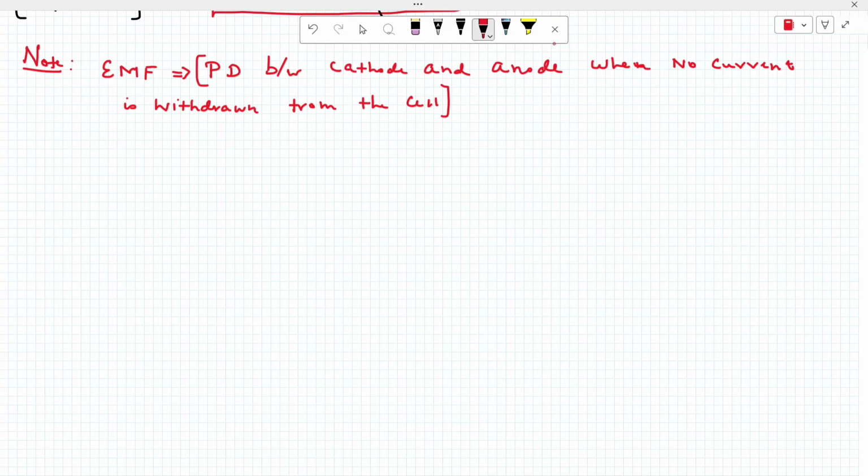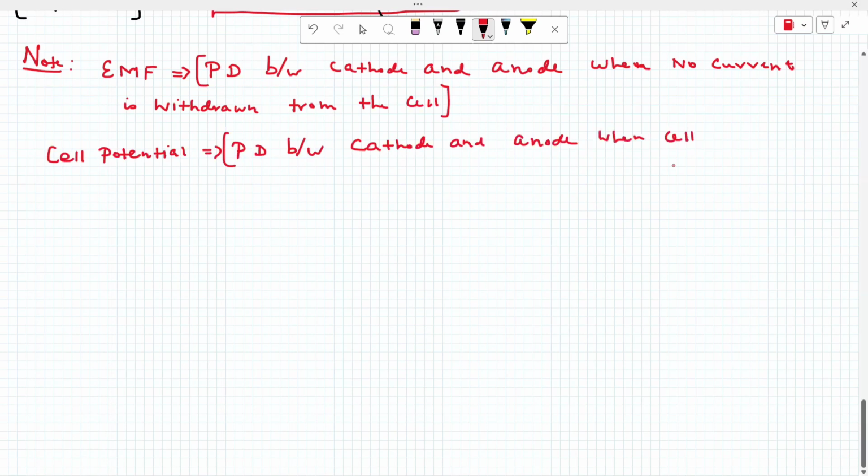Similarly, what is cell potential? It is the potential difference between the cathode and anode when the cell is working. What is the cell working? Current flows. During the current flow, when the cell works, I am going to measure the potential difference between cathode and anode. We call that cell potential. If the cell is not working, there is no current flow, and the difference between cathode and anode is called EMF.